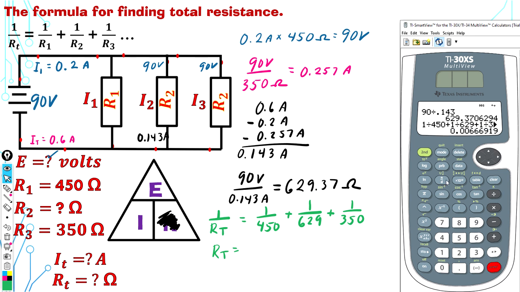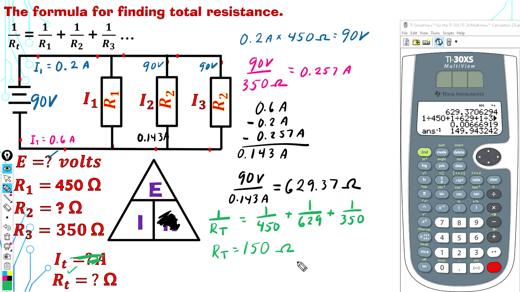Then after I get that answer, I hit my x to the negative 1, or my 1 over x. So my total resistance is, I'm going to round this off, it's 149.9. I'm just going to say 150 ohms. So that's my RT. The IT I made up, so we didn't really calculate that. I just made that one up, and we got our E, and we've got our R2.